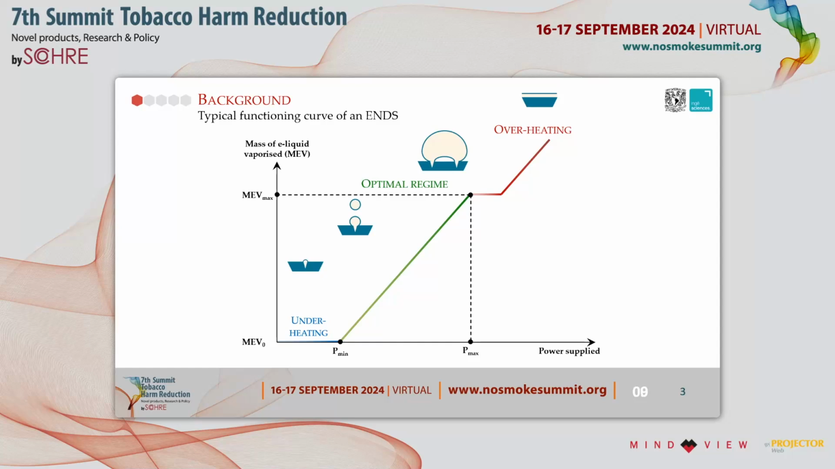At this point, boiling moves to film boiling and a layer of gas surrounds the coil, leading to the drying of close cotton fibers. This gas reaches temperatures above the boiling temperature of the e-liquid, allowing the initiation of cotton pyrolysis.